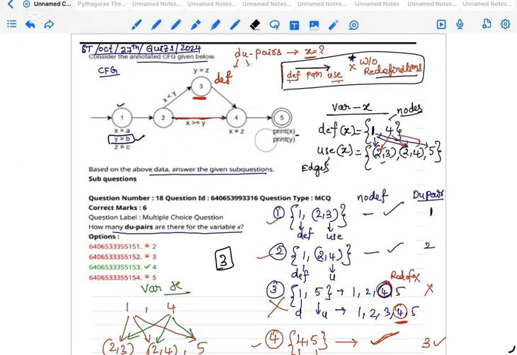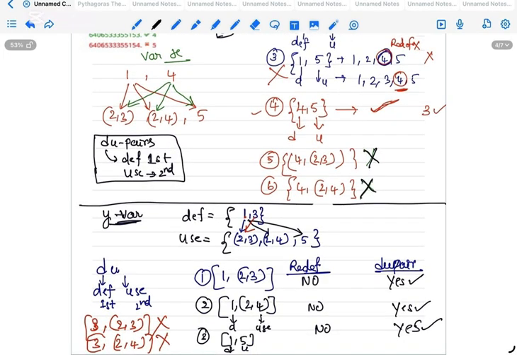Last pair is 3 comma 5, that is, definition of y is at node 3 and use is at node 5, that is print y. So this path is possible, it is a valid du-pair. So another du-pair is there, that is 3 comma 5, valid du-pair, no redefinition, yes.